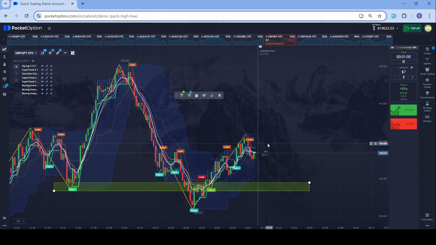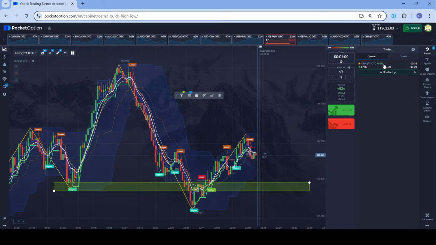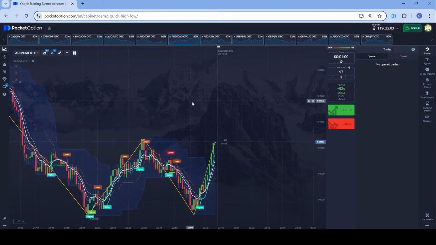So now let me wait and see what the market brings. Okay, it's going in our favor. And let's watch and see. That's a 1 minute trade. Let's watch and see. Okay, so our first trade is not in our favor. This is the first loss. Now let's head over to another currency pair.